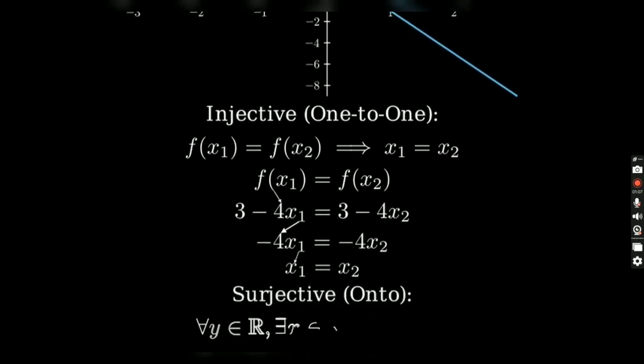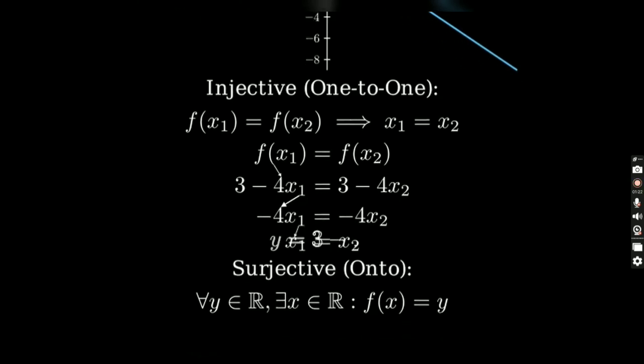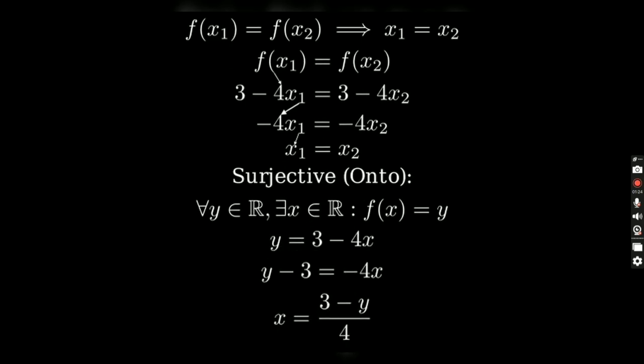A function is surjective, or onto, if every element in the codomain is hit by at least one element in the domain. In other words, for any y in the real numbers, we need to find an x such that f(x) = y. Let's prove this algebraically. For any y, we want to solve the equation y = 3 - 4x.